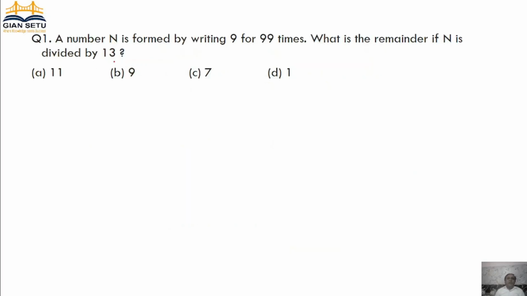Question number 1 is, a number n is formed by writing 9 for 99 times. What is the remainder if n is divided by 13? Okay. Now, before solving this question, first let's understand the divisibility of a number by 13.